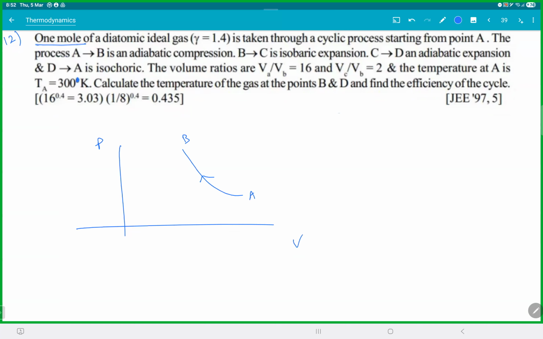Then B to C is an isobaric expansion. Okay, isobaric expansion. So it is like this. Then C to D is an adiabatic compression, something like this. But D to A is isochoric, so that should have been a down vertical line. Meaning A must have been below this. Make sense? That is how the graph would have looked. So let me draw it properly now.